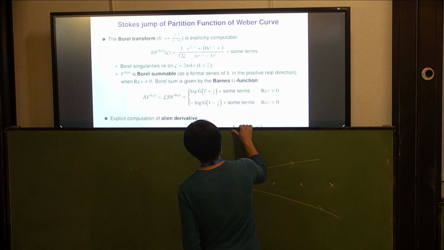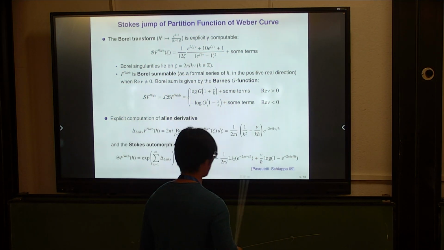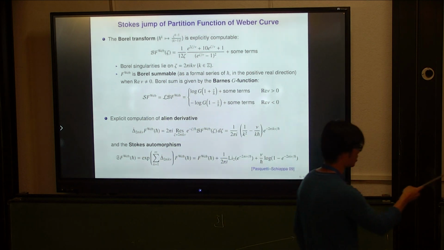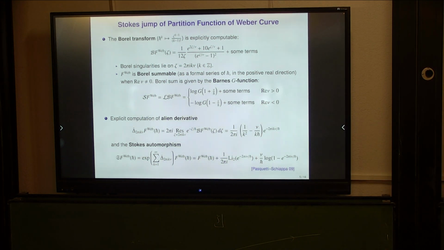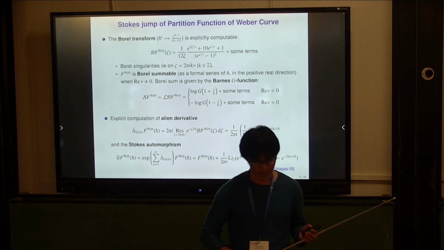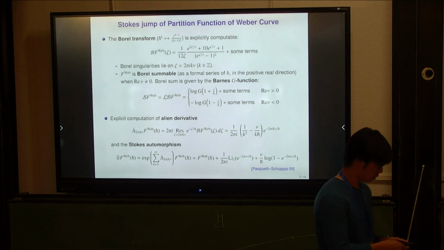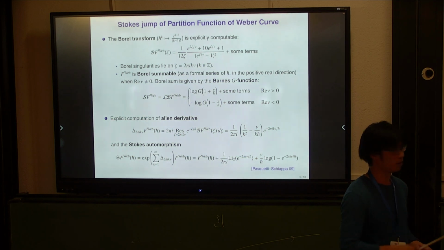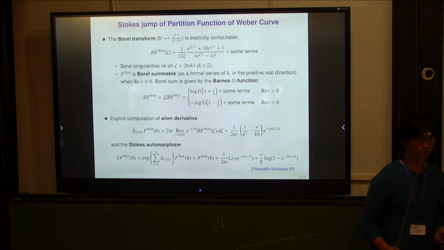After summing over the residues, you have some explicit action of the Stokes automorphism. And in this case, since you have seen k squared in the denominator, you have some dilogarithm and so on. Actually, this computation was already done by Pasquetti and Schiappa. So this is very explicitly solvable. And you can understand this appearance of the dilogarithm as some reflection formula of these Barnes G functions.